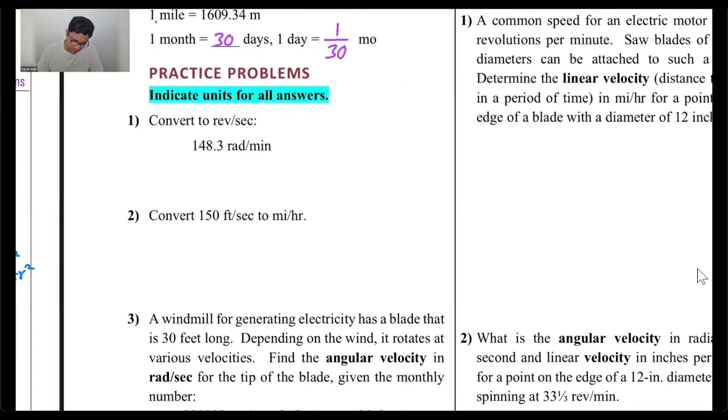Those were some unit conversions. Let us do some immediate practice.